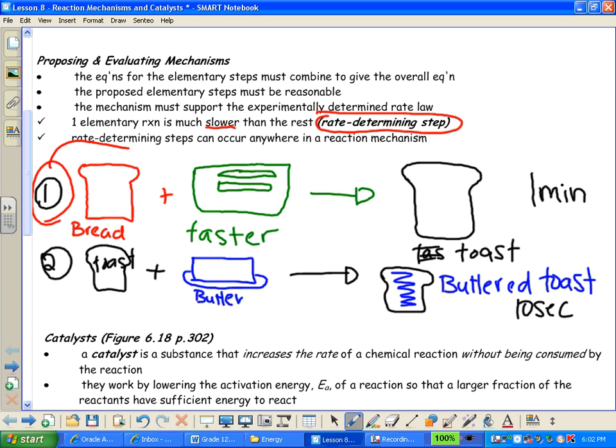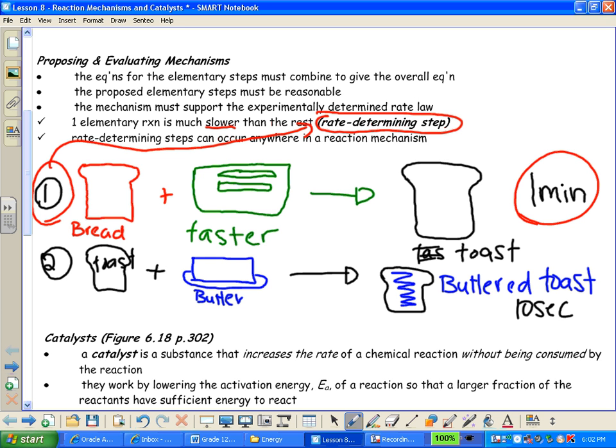So this would be considered our rate determining step. Whatever is the slowest one, everything else has to wait on that reaction. Therefore, it is the rate determining step. No matter how fast we butter, we cannot butter if there's no toast to butter.